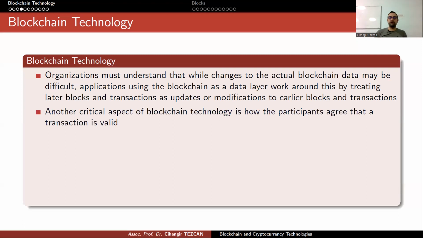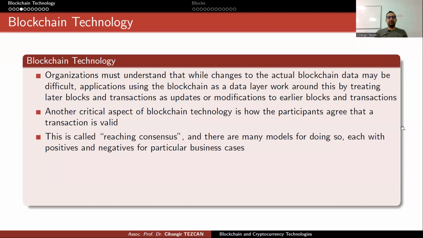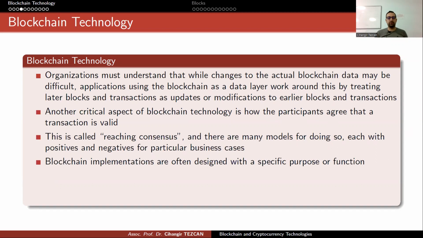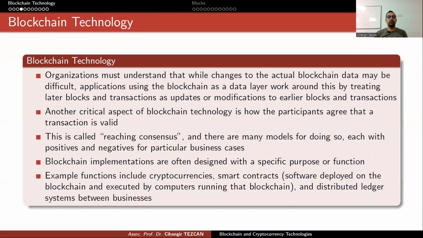Another critical aspect of blockchain technology is how the participants agree that the transaction is valid. This is called reaching consensus, and there are many models for doing so, each with positives and negatives for particular business cases, and we will see a brief description of all of them in the following slides. Blockchain implementations are often designed with a specific purpose or function. Example functions include cryptocurrencies, smart contracts, which are software deployed on the blockchain and executed by computers running that blockchain, and distributed ledger systems between businesses and so on.